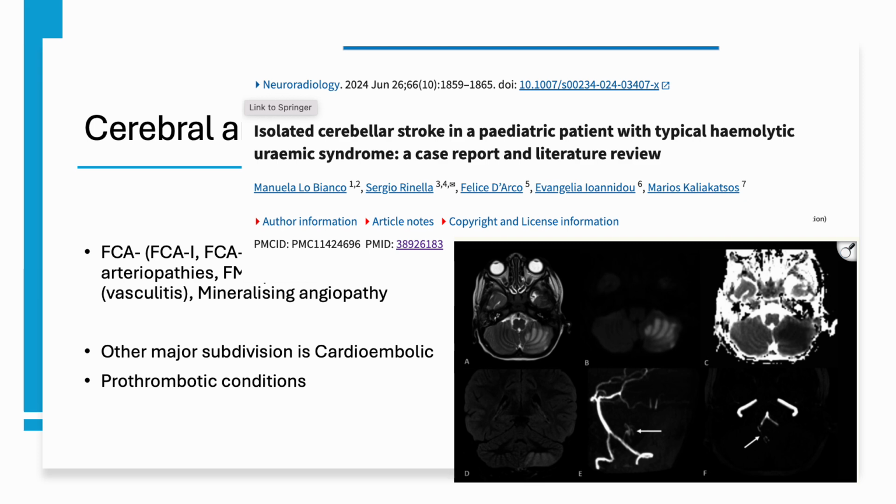And it's important to be aware that these unusual imaging phenotypes are around. We classically associate HUS with the classic basal ganglia injury, which is metabolic toxic in its origin. But actually the endothelial and vascular dysfunction can lead to strokes, and posterior circulation strokes tend to crop up more than the anterior circulation strokes.